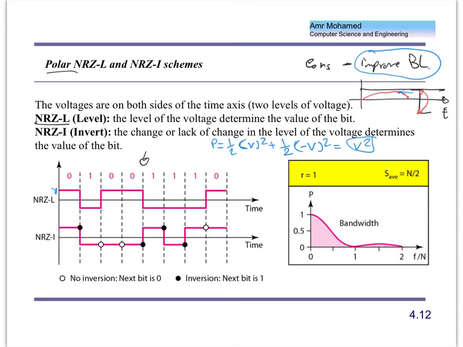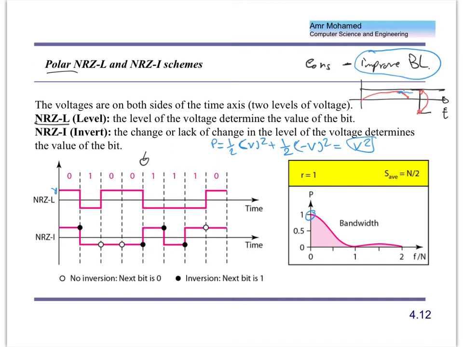Other than that, having the baseline wandering reduced is good, but did we fix anything related to the DC component? No, we did not, because in fact the DC component here is higher, because again, if we have consecutive zeros, it's positive voltage. If you have consecutive ones, it's negative voltage. So the DC component here actually is 1. It's not half V square, it's actually 1 V square. Also, if you have consecutive ones and consecutive zeros, you have the same voltage level, positive or negative, and there's no change. So again, there is no self-synchronization.